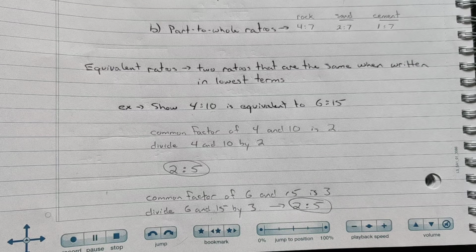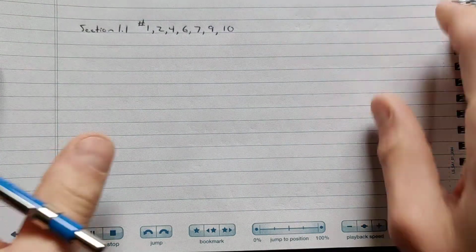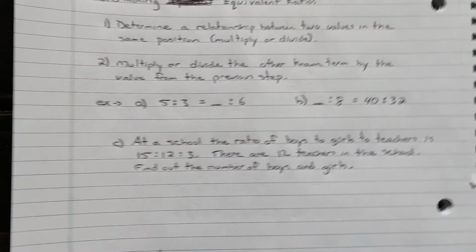So we can compare two ratios and see if they're equivalent by simplifying them down, by common factoring each ratio and getting down to the lowest terms. The other thing we can do with ratios is determine and scale up those equivalent ratios.